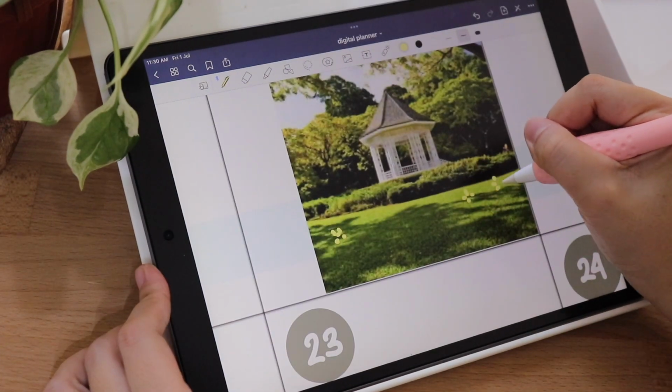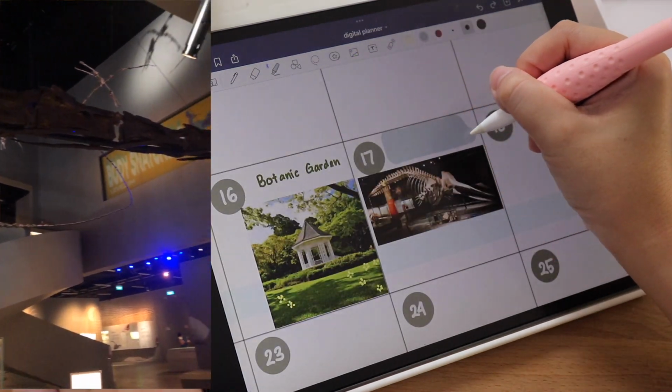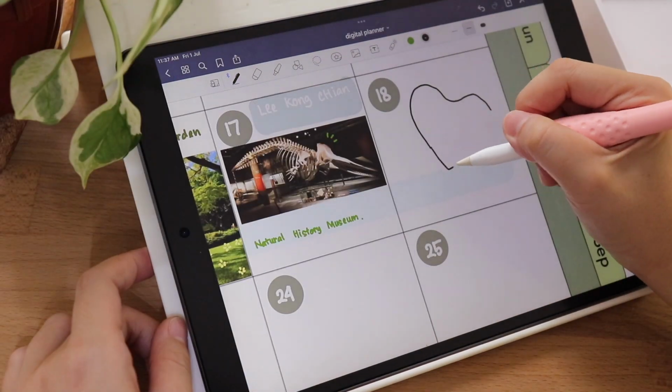We visited Botanic Garden. We also visited Lee Kong Chian Natural History Museum. Okay, I'm gonna stop talking from here and let you just see how I decorate my monthly spread.